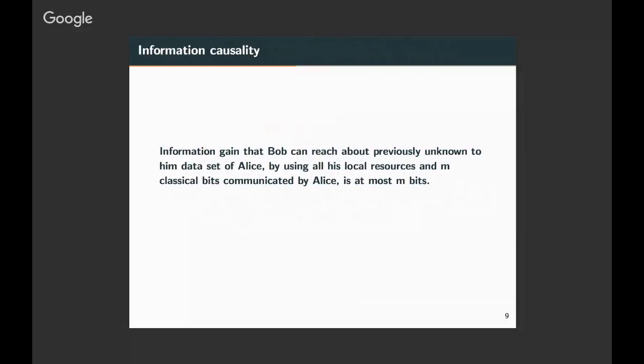So let's look at information causality. It says that suppose Alice has some information, some data set, and sends part of the information to Bob. What is the maximum of the data set that Bob can access? This is what information causality is about. It says that the information gain that Bob can reach about a previously unknown to him data set of Alice, by using all his local resources and M classical bits communicated by Alice, is at most M bits.